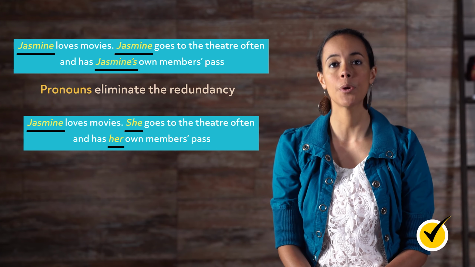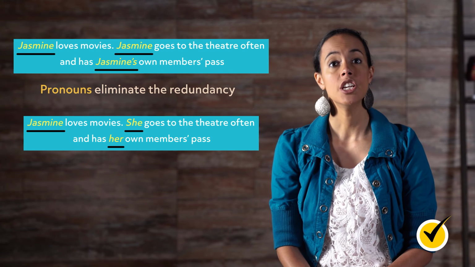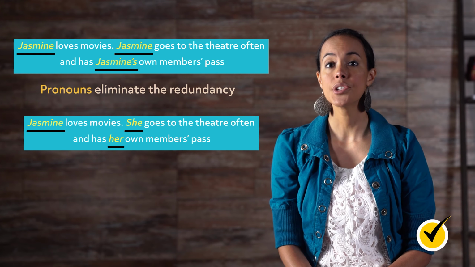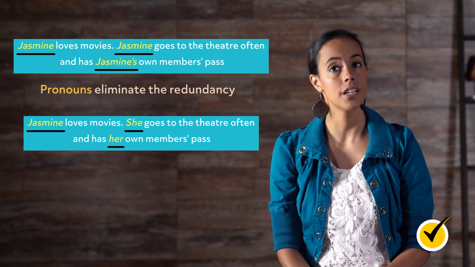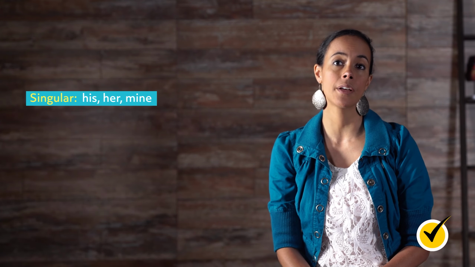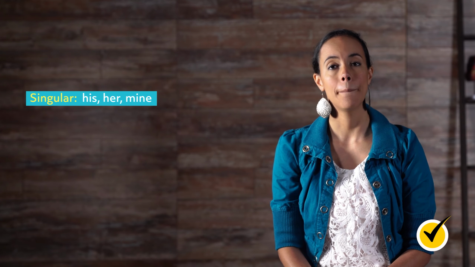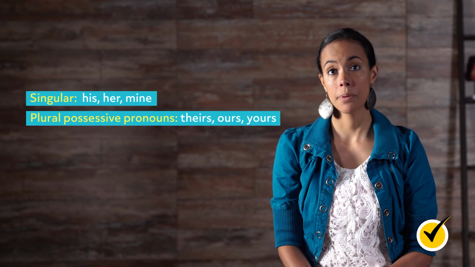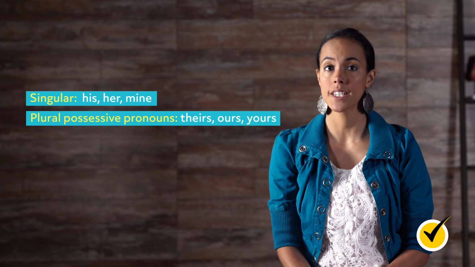As mentioned earlier, pronouns can also be possessive. We see that in the previous example, Jasmine owns a member's pass. So instead of saying Jasmine's pass, we use the possessive pronoun her to describe her possession of the member's pass. Other possessive pronouns include, singular: his, her, mine. Plural possessive pronouns include theirs, ours, and yours.